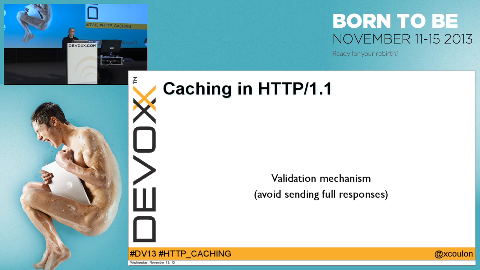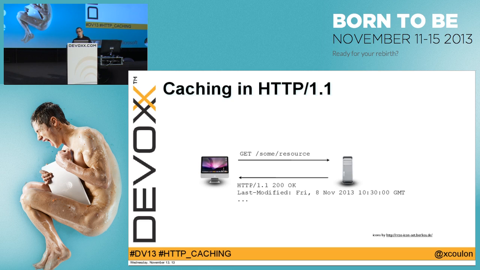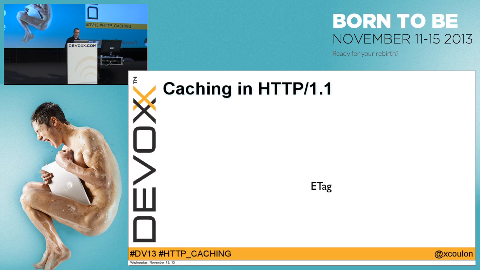The second mechanism is a validation mechanism. And the idea in this case is to avoid sending full responses. So the first way to do it is to use the If-Modified-Since header. Once again, our client is going to send a request to get some resource, and the origin server is going to reply with the Last-Modified header in the response. And in subsequent requests, the user agent is going to include an If-Modified-Since header using the same date as it got in the previous response. And if the content didn't change on the origin server, it will reply with a 304 Not Modified response. So instead of sending once again a full response with the full content, it's just going to send a short response. So you will save processing time and bandwidth.